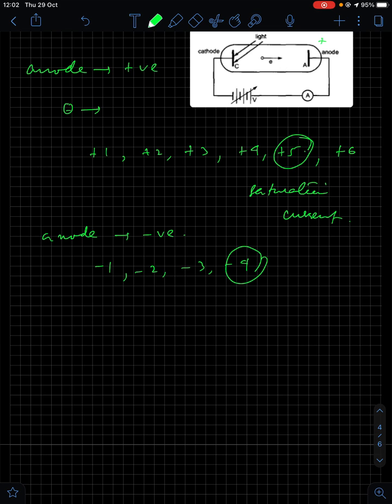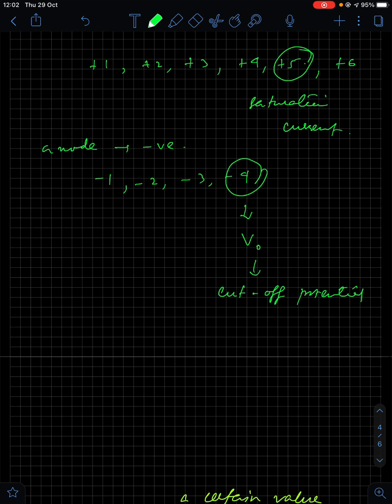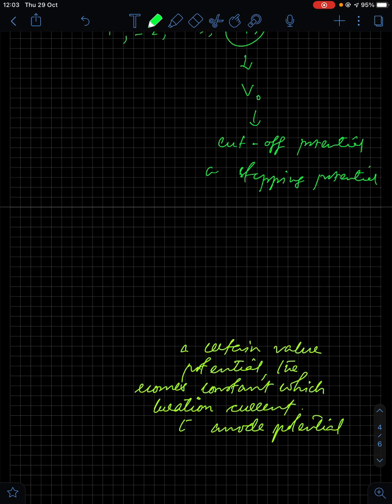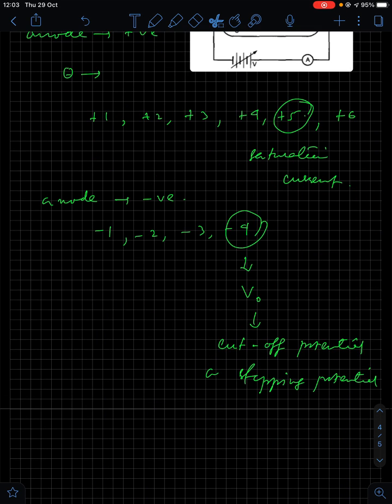Now say you have a minus 4 volt negative potential for which no electrons reach the collector plate. Under that situation, this minus 4 volt is V naught. Now what is the name of V naught? V naught is called the cut off potential, or you also call it the stopping potential.